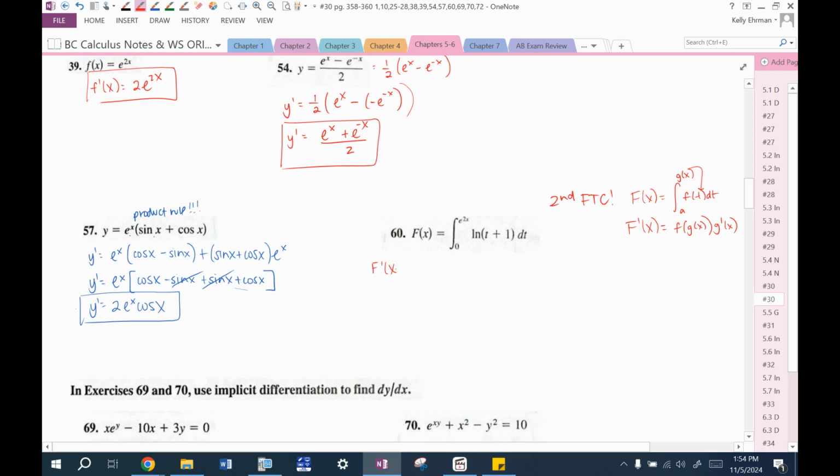So f prime of x is equal to, so we're going to plug this in. So it's the natural log of e to the 2x plus 1. And then we multiply by the derivative of e to the 2x, which is 2 e to the 2x. And you could clean that up. I'm just going to leave it like that.